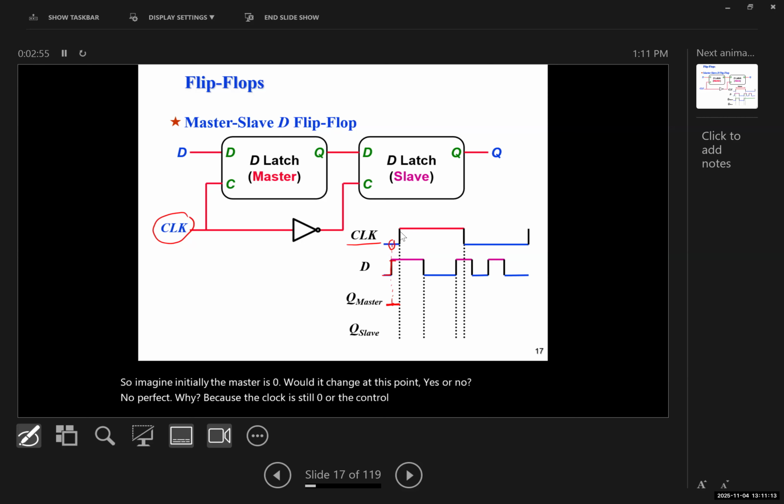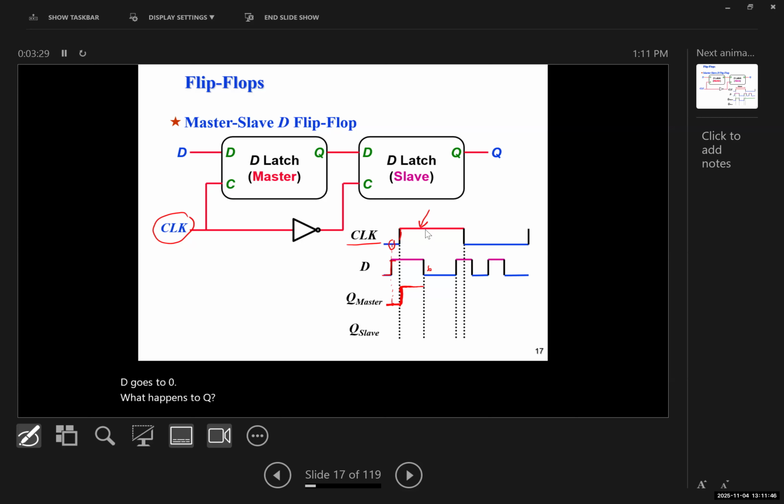Now, when does it change? When we are giving it permission from the control. So at this point and this level, Q becomes what? 1. Q master becomes 1. So now Q master is 1 up to this point. Now at this point, I'm going to call it point B, D goes to 0. What happens to Q?